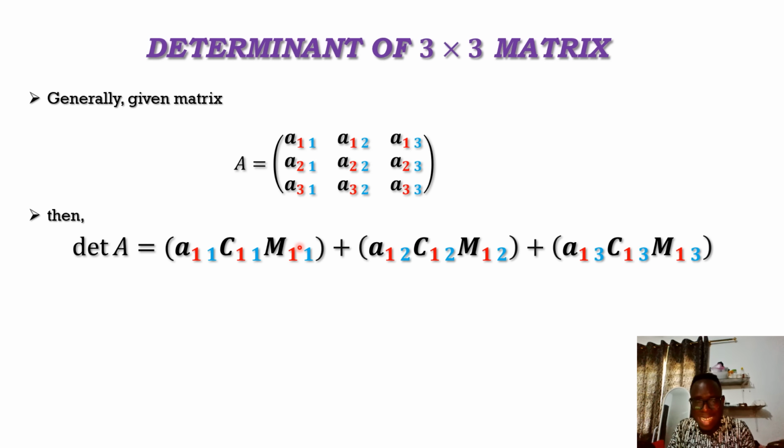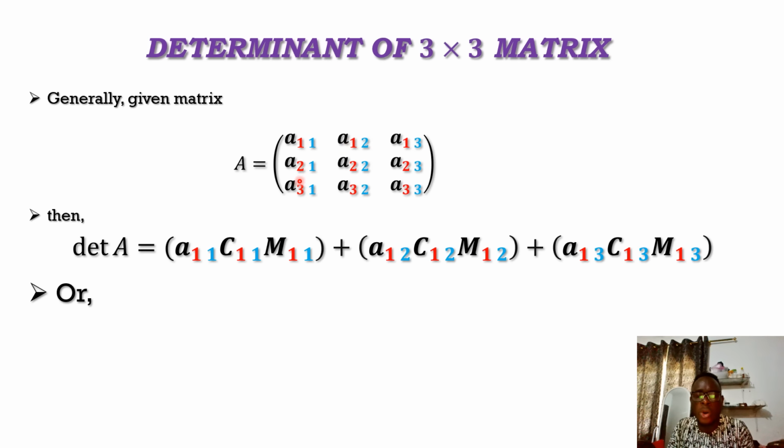So we need to understand it. A11, its cofactor, its minor, multiply all of the results together, plus the element A12 times its cofactor times its minor. Then element A13 times the cofactor 13 times the minor 13. So this will give you the result of the determinant of the 3 by 3 matrix.